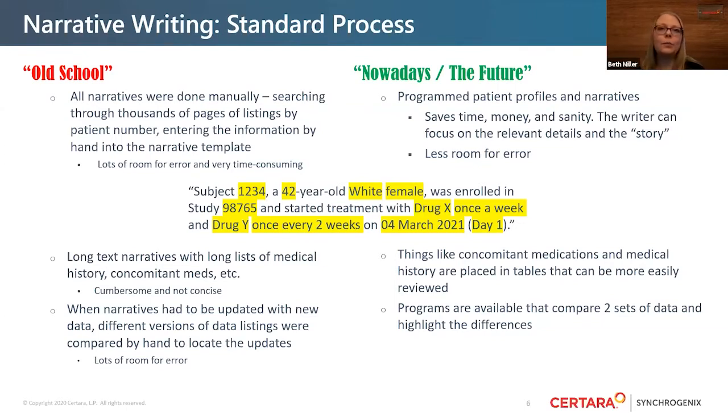Nowadays, we have programmed patient profiles and programmed portions of narratives, which saves us so much time. We don't have to comb through thousands of pages looking for just the patient we're writing about. Each of these highlighted data pieces are pulled programmatically into the narrative instead. So we're able to focus on what actually happened to the patient and what is relevant to the events. And of course, it makes the narrative more accurate as we're not manually pulling over data from one document to another.